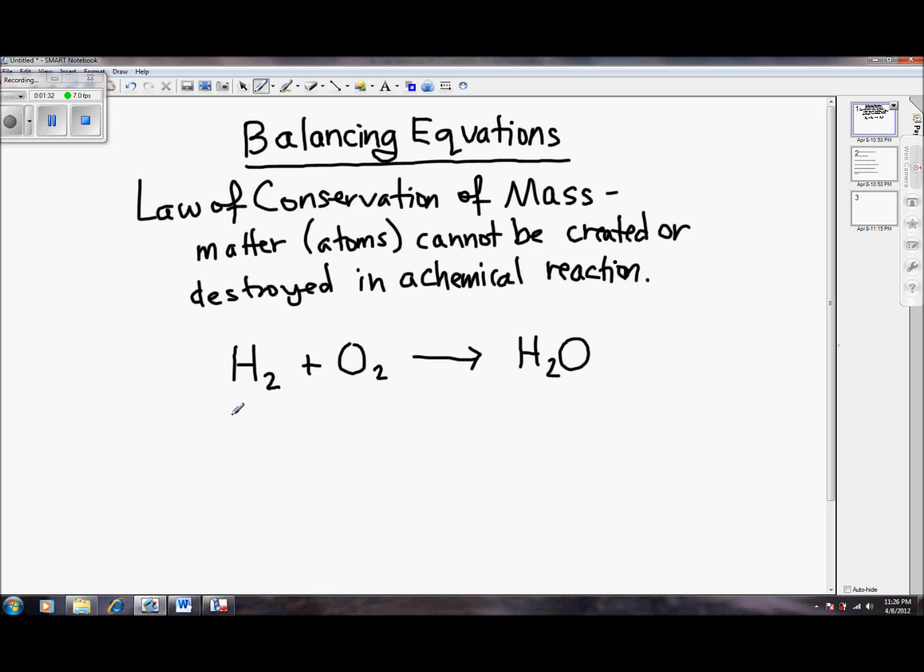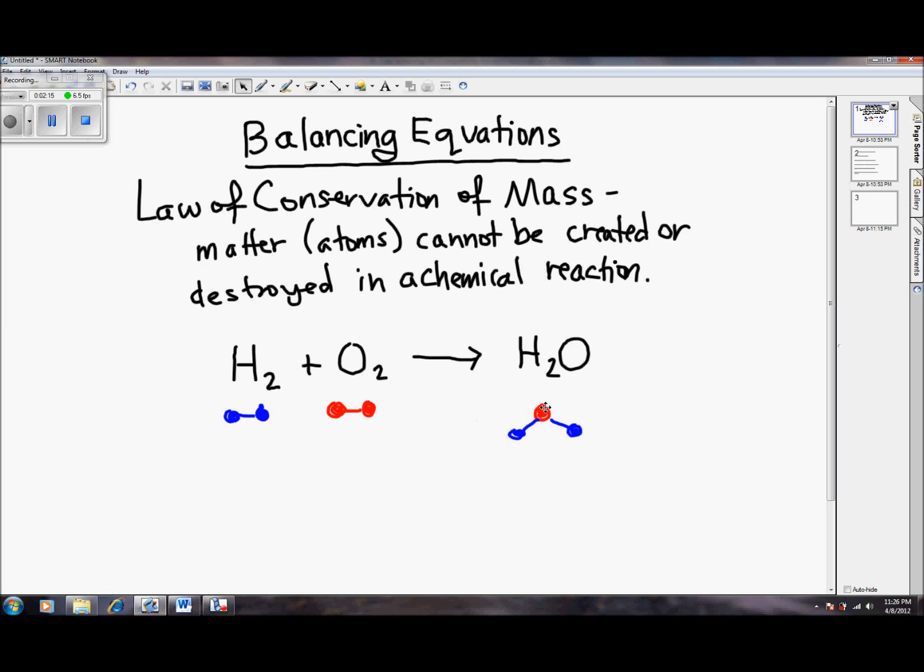Now I'm going to do this a little visually here. I'll draw a little picture of a hydrogen molecule here. Okay, the blue balls here will represent the hydrogen atoms, and they're bonded together because hydrogen's diatomic. And then I use a red to represent oxygen. Now on the right hand side, this is water. This is H2O. That means there'll be one oxygen atom bonded to two hydrogen atoms.